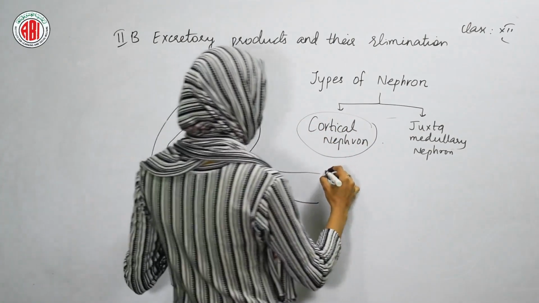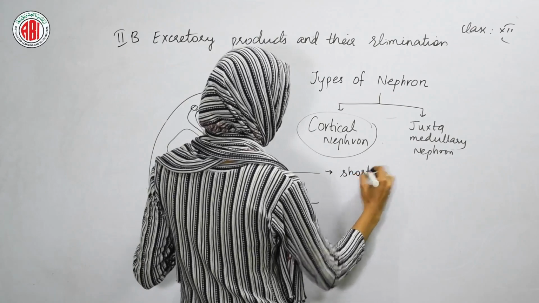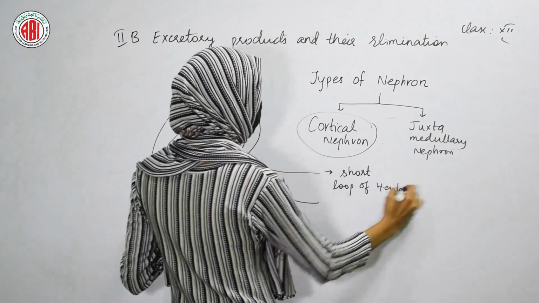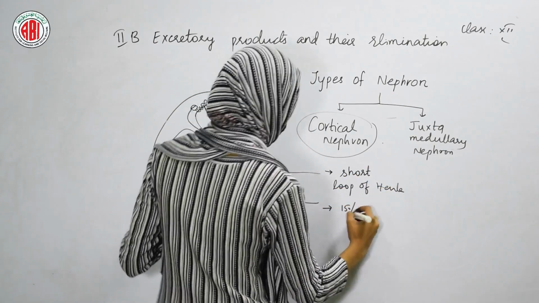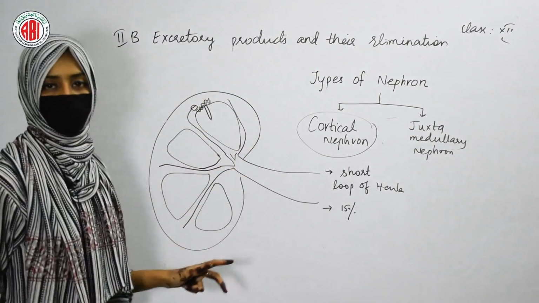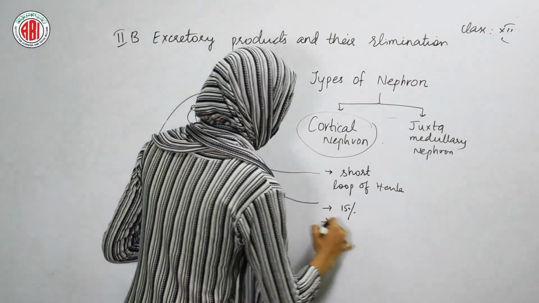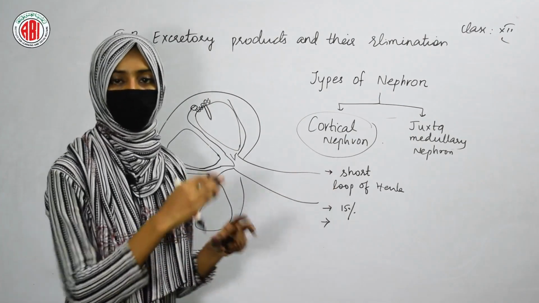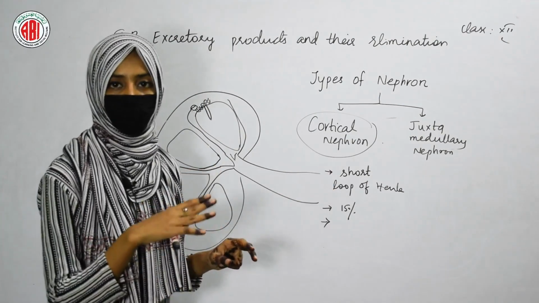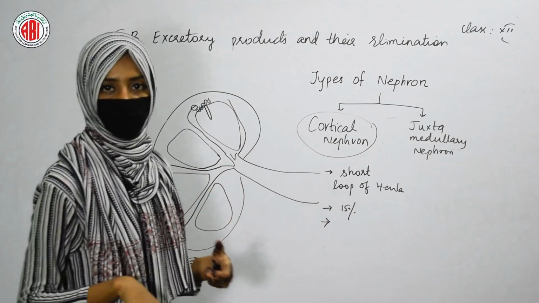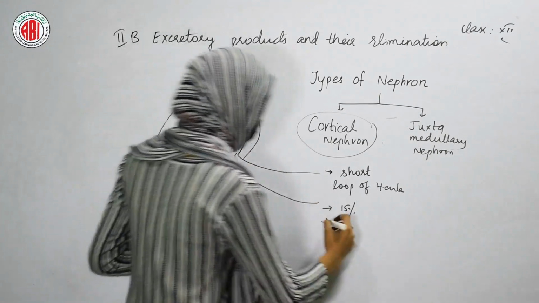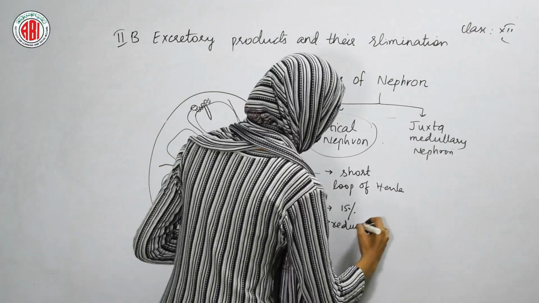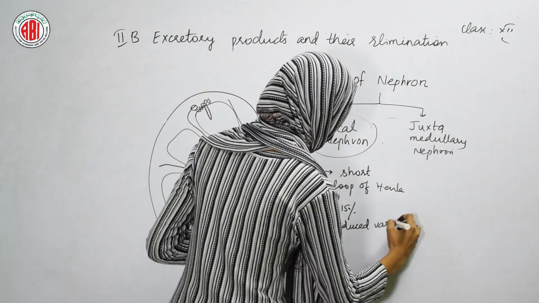In the cortical nephron, a short loop of Henle is found, and cortical nephrons are about 15% only. In our kidneys, only 15% of the nephrons are cortical. And based on the structure of the loop of Henle, as the loop of Henle is short, the peritubular capillaries which surround the loop of Henle will also be short. So based on this, we can say that cortical nephrons show a reduced vasa recta.